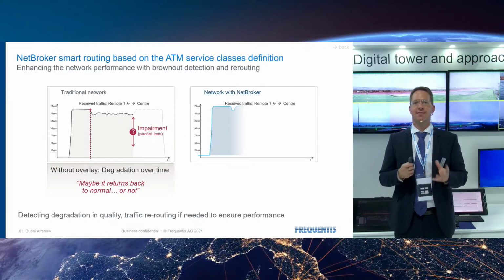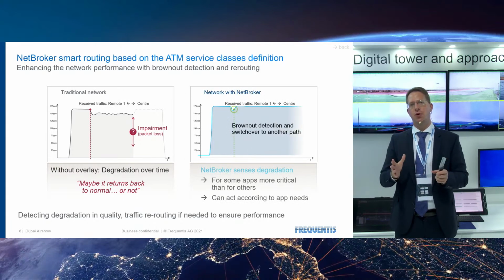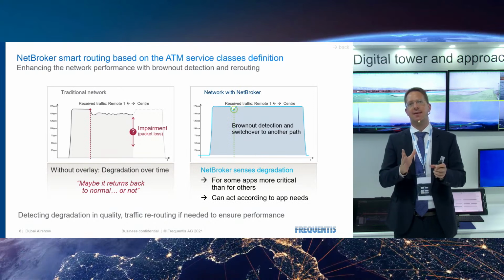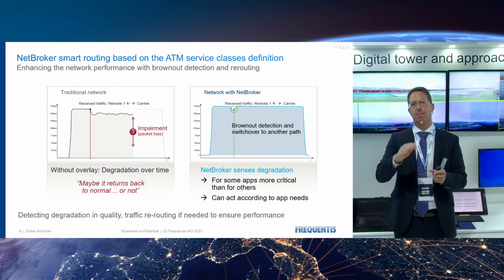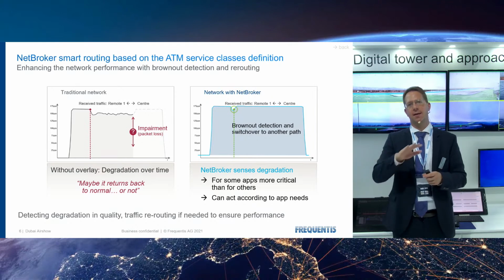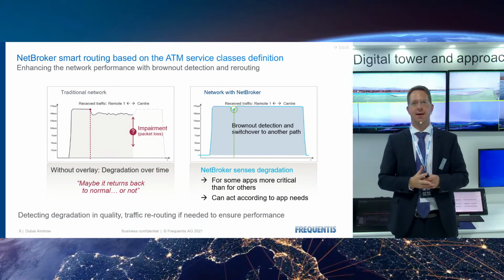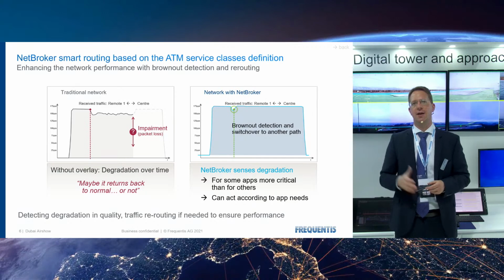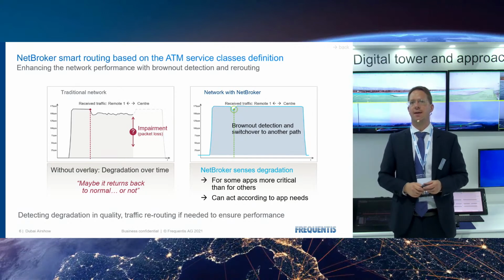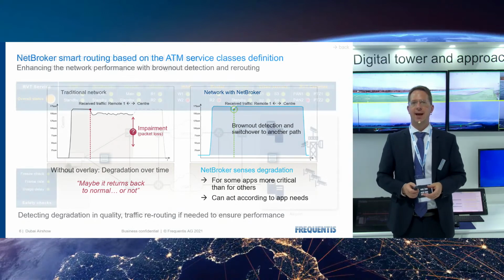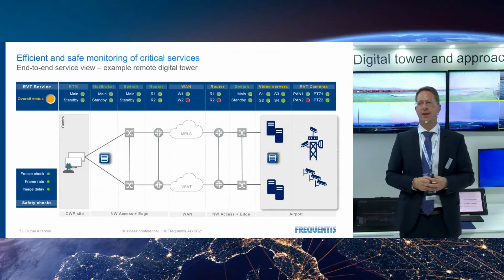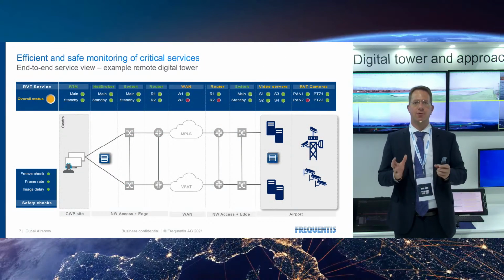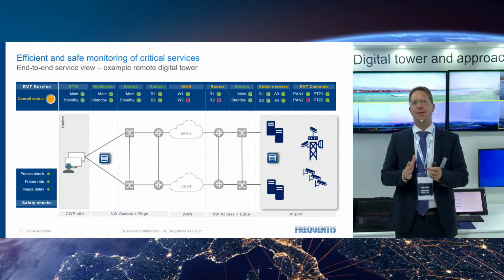So let's take an example. The NetBroker immediately detects that there is an increased packet loss, and when a certain parameter is not met anymore, then immediately the traffic of this specific application is switched over to the other network. And with that concept, we can really meet the requirement to have an end-to-end network management system.